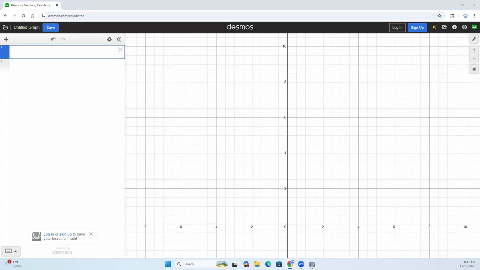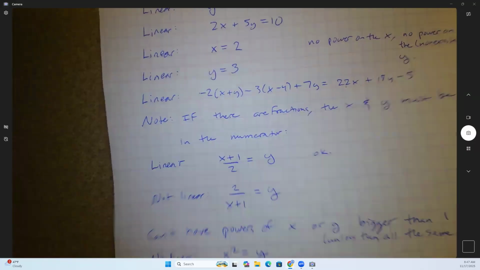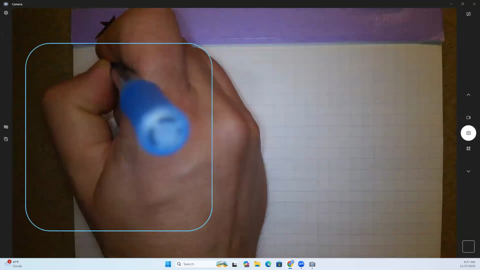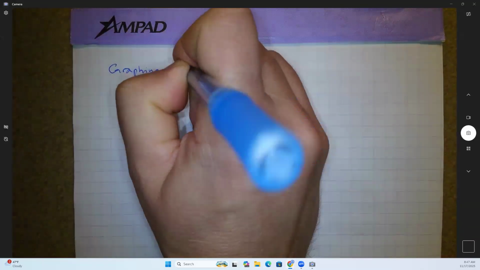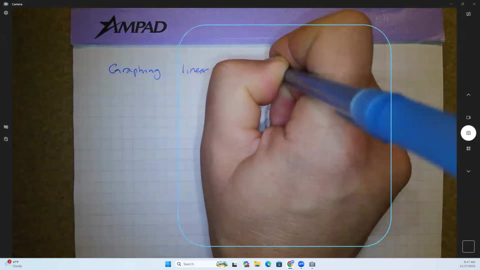Okay, linear, nonlinear. And then we're going to make some equations. And that was a good question. We're going to focus on the linear ones, but it's the same process that I'm going to give some examples of right now. Graphing linear equations.